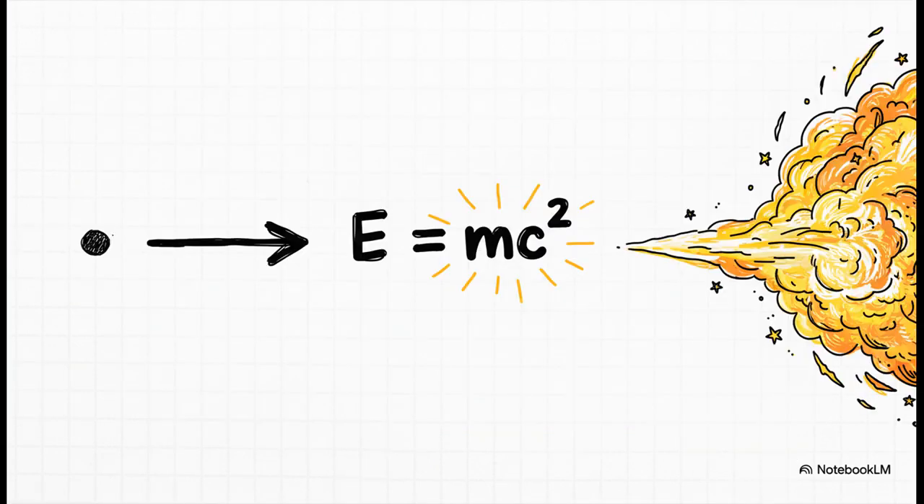And here it is, the most famous equation in physics, right? E equals mc squared. It tells us that a tiny, tiny amount of mass can be converted into a tremendous amount of energy. Why? Because that mass is multiplied by the speed of light squared, which is just a ridiculously huge number. This is the source of all nuclear energy.